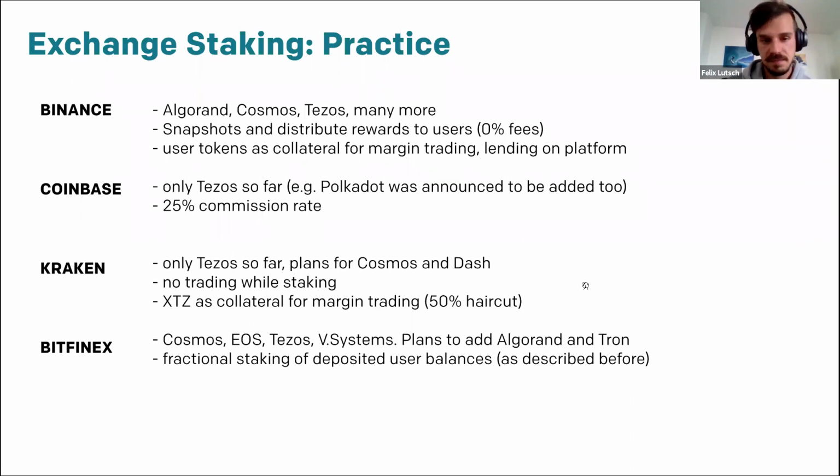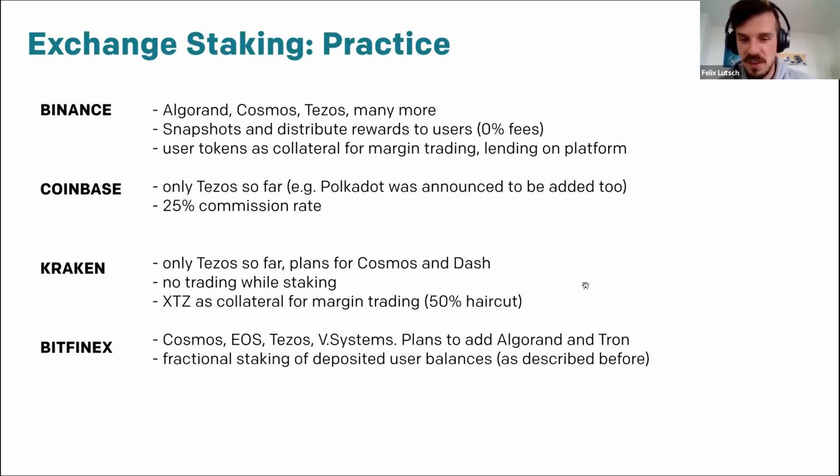On Kraken, it's also only Tezos so far. They have plans to add Cosmos and Dash. There's explicitly no trading while you stake, but you can actually use the Tezos on your account also for margin trading. There's a 50% haircut on that. My interpretation is that this haircut is there because maybe they want to cover the slashing in Tezos with these funds, or potentially they are just using their own insurance fund to cover those. Binance, for example, has the SAFU fund and so on. Coinbase is also insured, probably Kraken too. I'm actually not that aware.